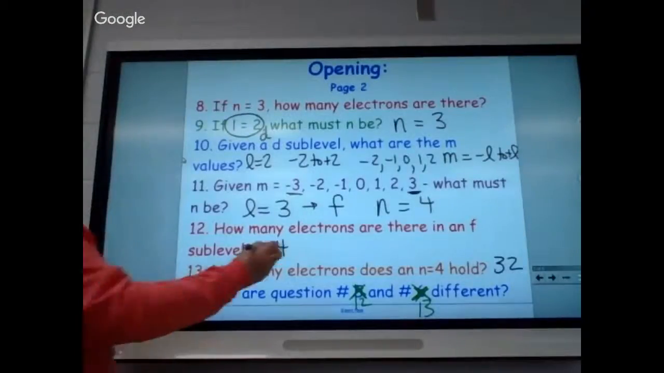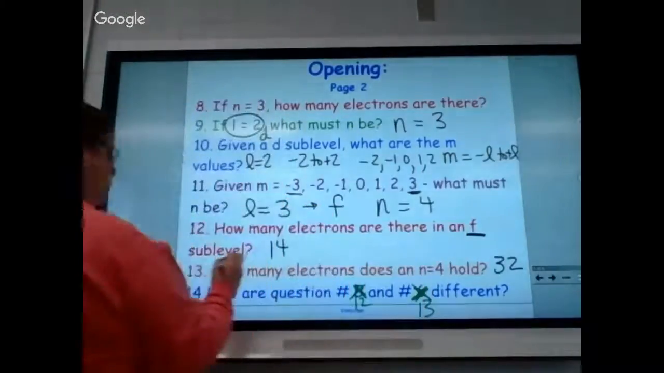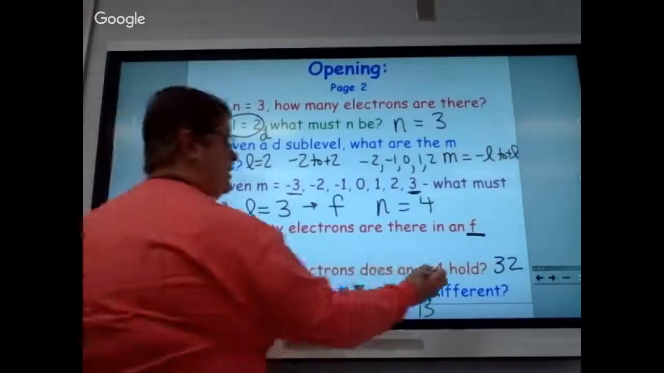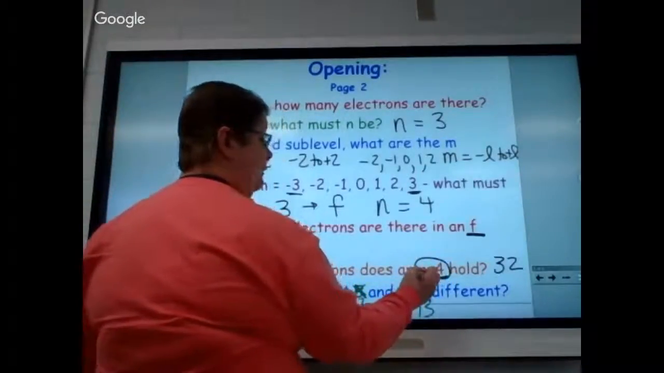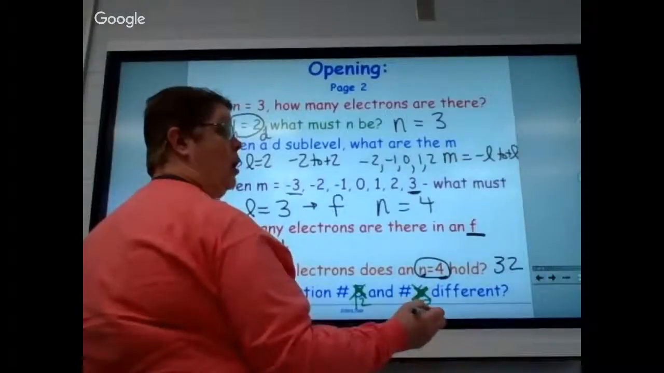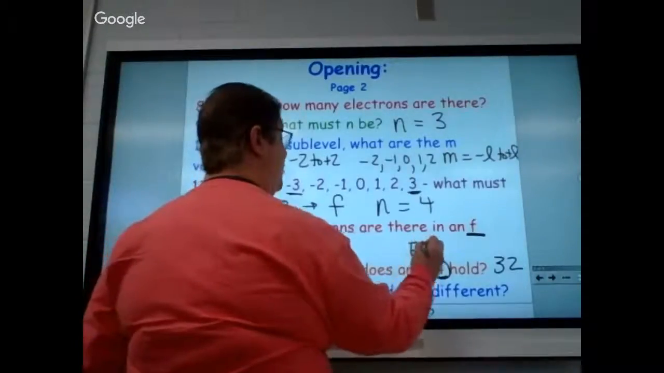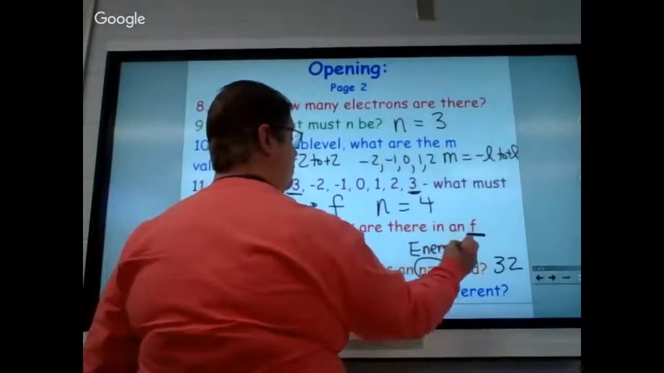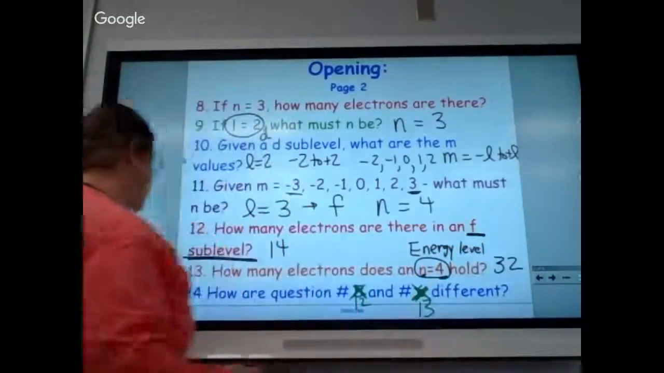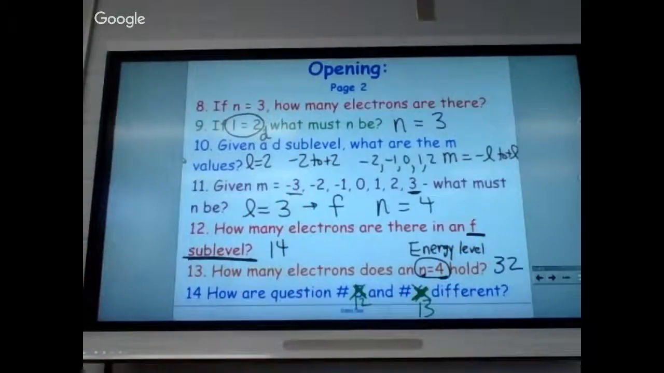All right. This is one sublevel. And this is a total. What's N? 4. What did N stand for? That's an energy level. Number 13, I asked about an energy level. And number 12, I gave you a sublevel. That's the difference. 12 says an F sublevel, and 13 says an energy level, because I said N equals. So you have to add them all up.